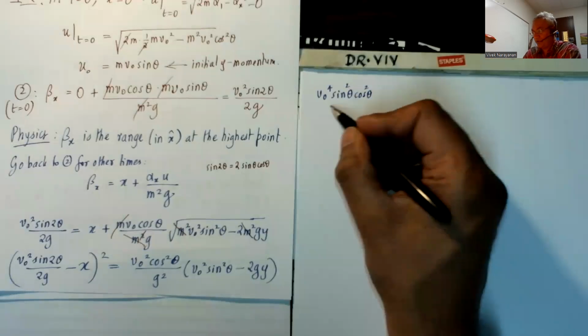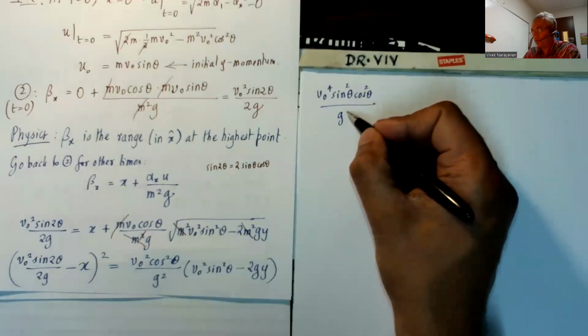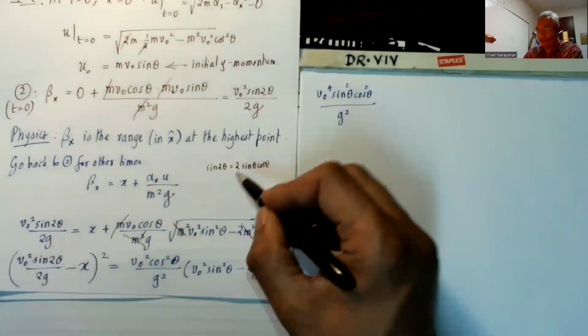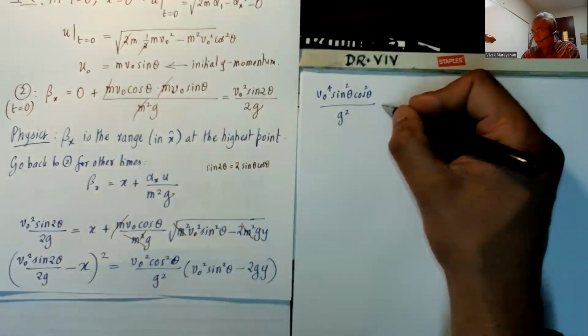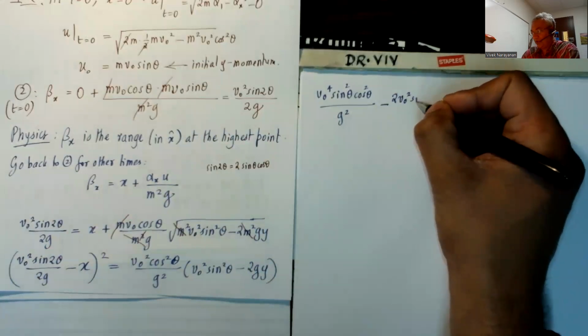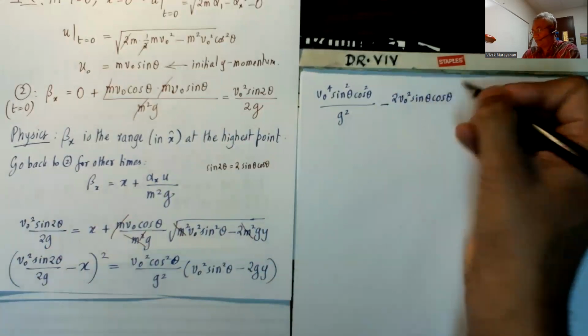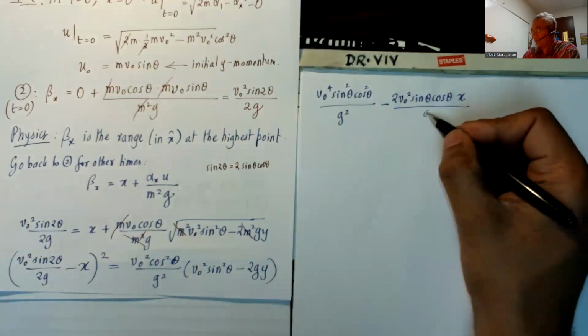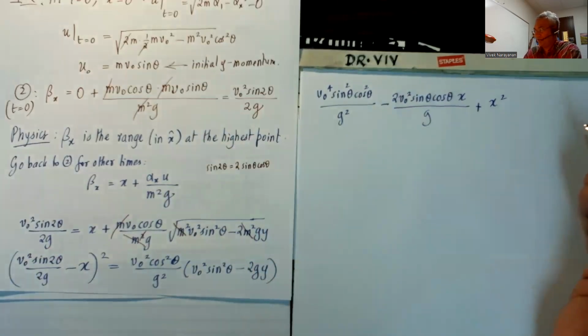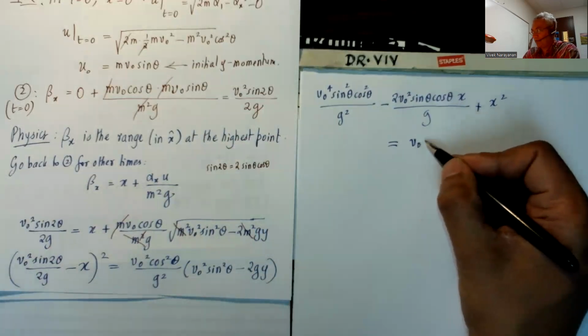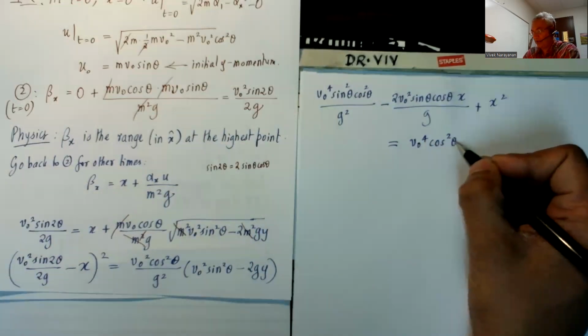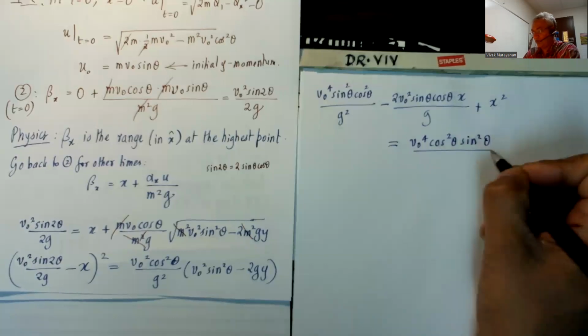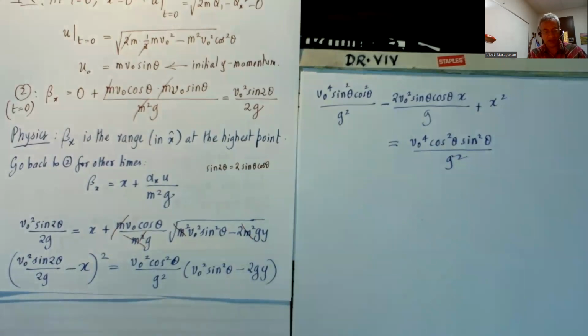and then square over g squared. The 2 goes away because of that 2 there. And then I get minus 2 v naught squared sine theta cosine theta times x plus x squared. On the right side, I have v naught to the 4 cosine squared theta sine squared theta over g squared. Oh, this is brilliant. Now you see why I wrote sine 2 theta as separately sine theta cosine theta? It's because I anticipated this cancellation.